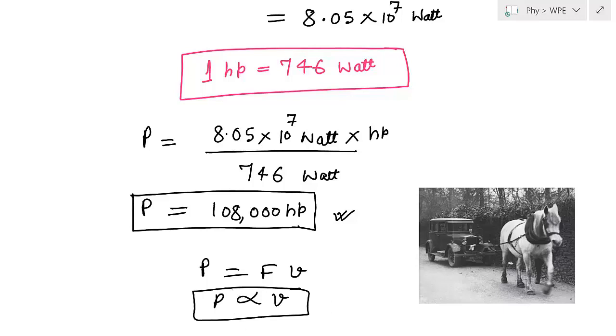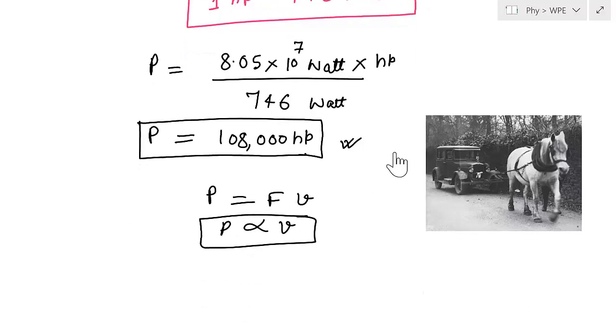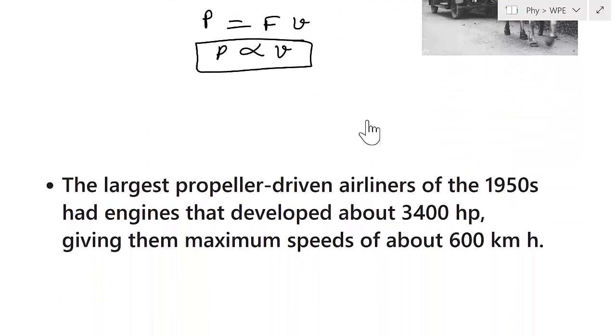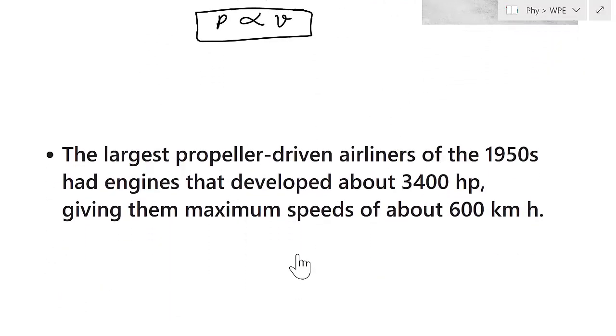In other words, if you want to increase the velocity of an airplane, you have to increase the power of the jet engines. You may have 5 engines or 6 engines, or you may have one engine which generates more horsepower. So if you want to increase the speed, then you have to basically increase the power of the engine. And this is a fact.